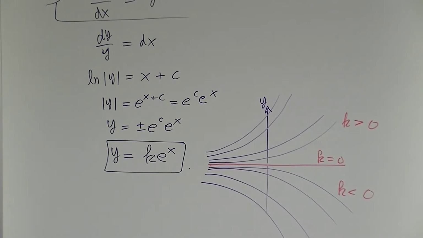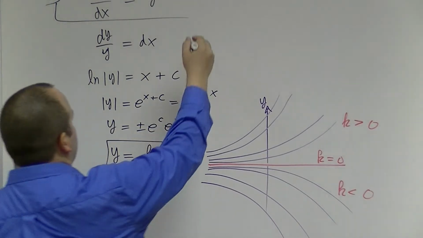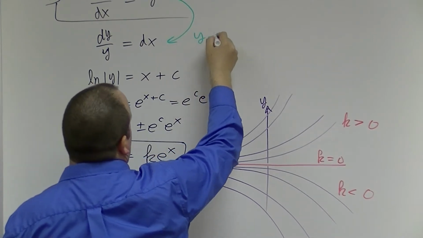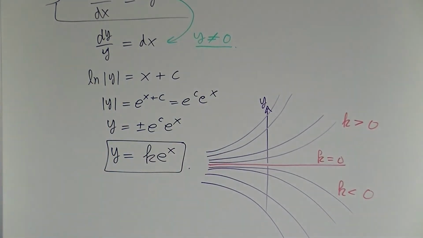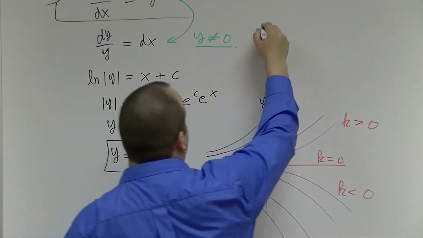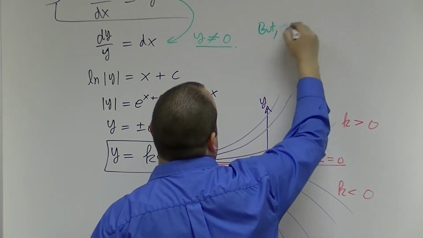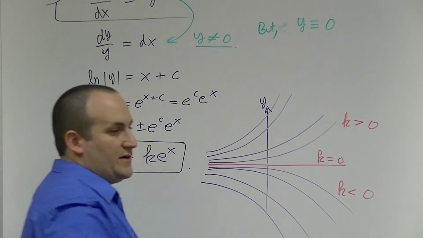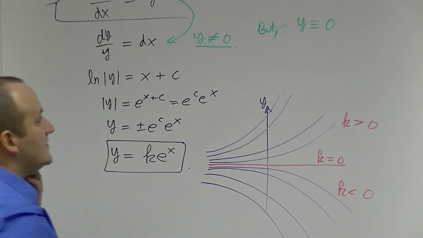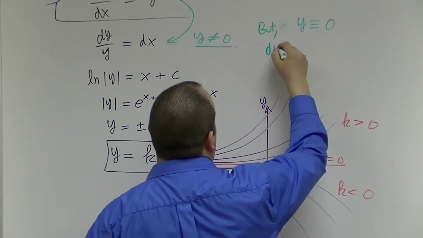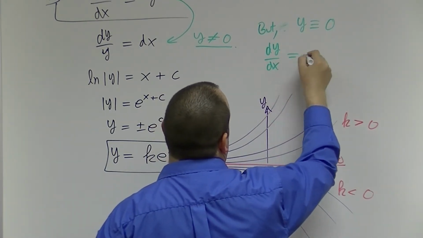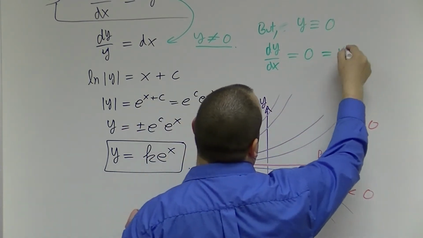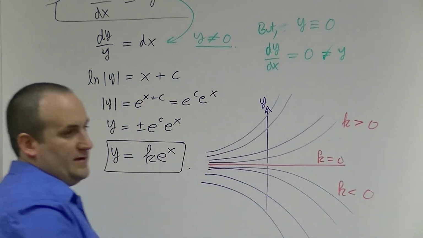The thing I forget to say sometimes, but I really should because it's kind of important, is that to go from here to here, I assume that y is not equal to 0. So I have to investigate y equals 0 separately. Is y identically equal to 0 a solution? Then y is the 0 function. Well, dy/dx is equal to 0 in this case, which is equal to y. So yep, it solves it.